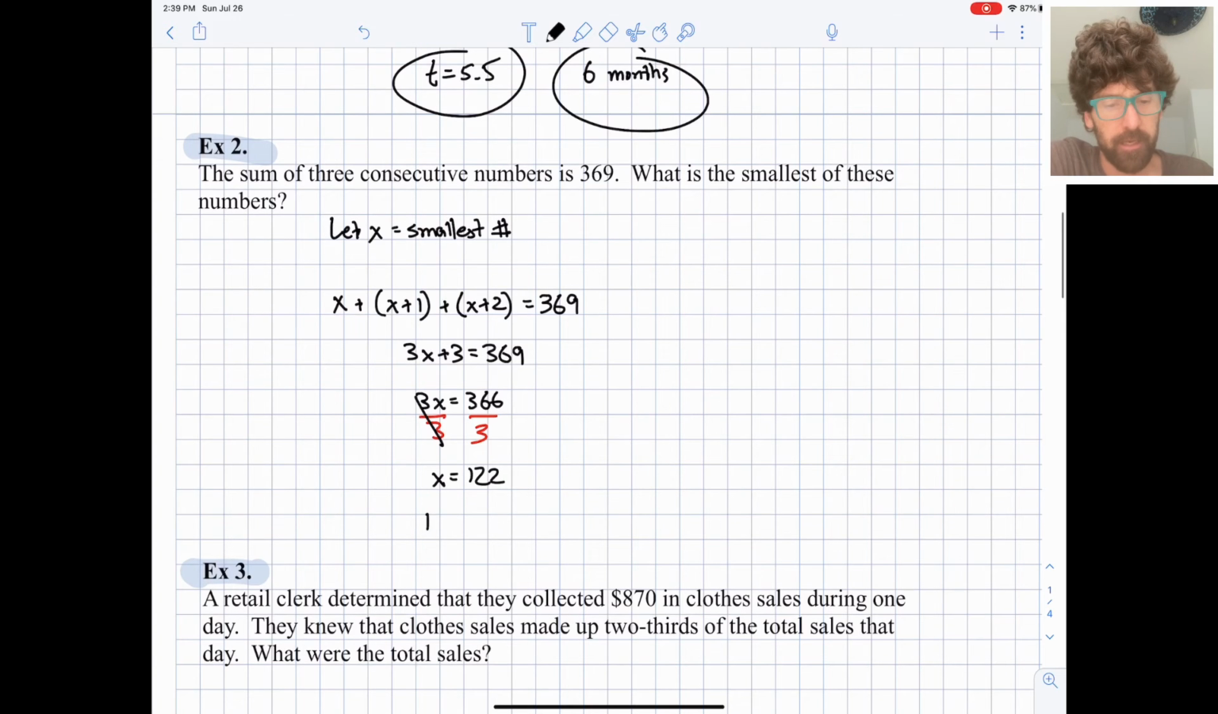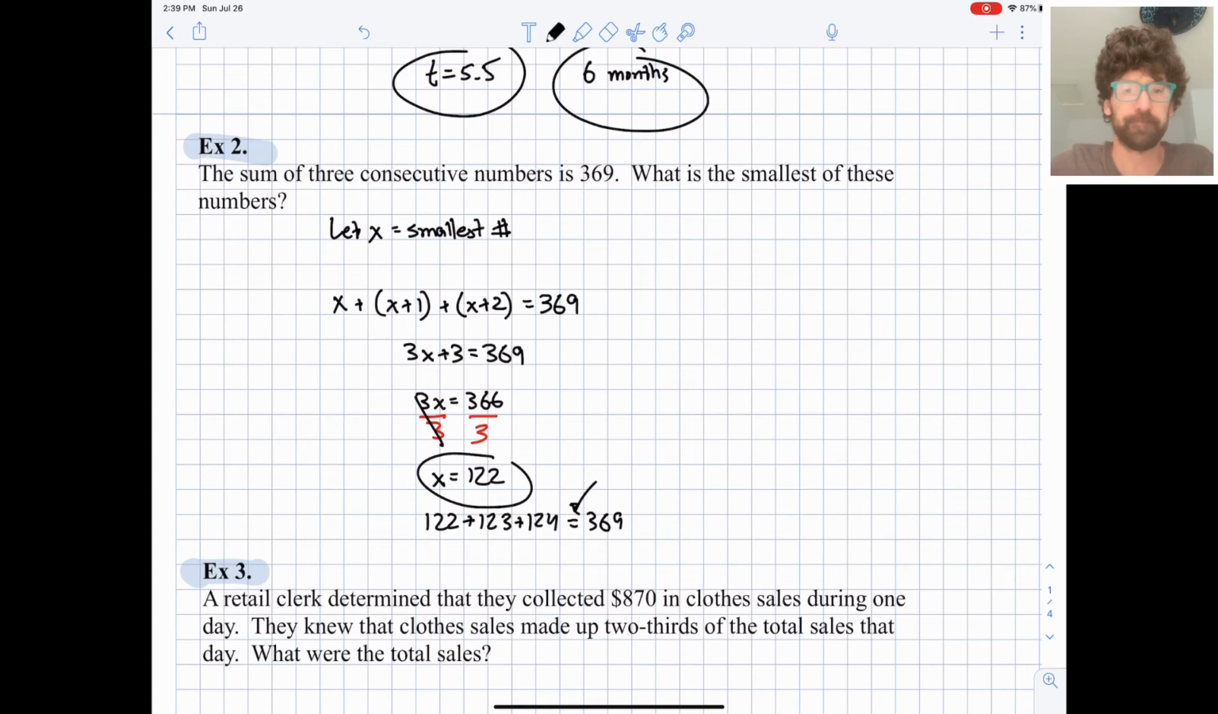So we could check that is 122 plus 123 plus 124 equal to 369. And I'll check that on my calculator. Yep, and it checks out. So it looks like we're good. So x is 122. So just to connect to what we did earlier, we are dealing with a sum, and we defined our variables to answer the actual question being involved.